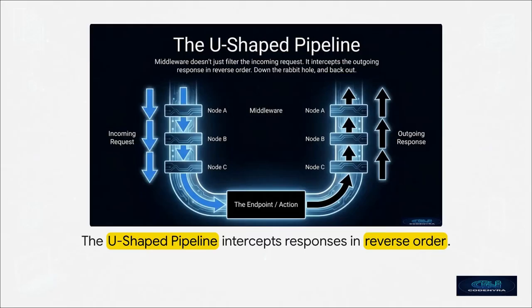and they have to successfully clear each and every checkpoint, one by one. But here's the thing, the pipeline isn't just a one-way street. The architecture actually forms this U-shape. The incoming request goes down the rabbit hole, passing through node A, then B, then C on the way in. But, and this is crucial, it also intercepts the outgoing response on the way back out in reverse order, so C, then B, then A. The middleware filters the request coming in, and then it can totally modify the response going out.